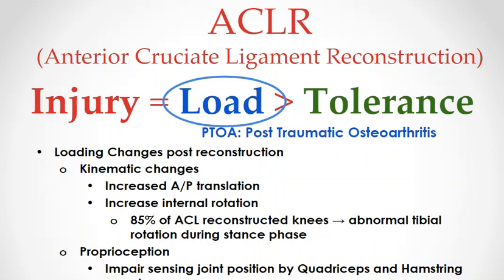Kinematic changes, so there's an increase in AP translation. There's an increase in internal rotation, and 85% of ACL reconstructed knees have abnormal tibial rotation during the stance phase. It's also interesting that the proprioception that was in your ligament that kind of told your body where your joint position was in space, and then recruited your quadriceps and hamstrings to kind of adjust, is impaired. So again, you're going to have an altered loading of the muscles on that knee joint.